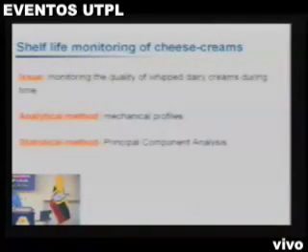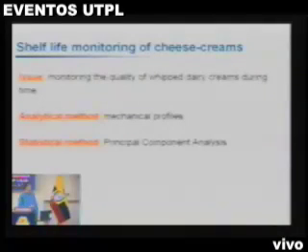Okay, second application is the shelf life monitoring of cheese creams. These cheese creams were mascarpone creams. I think you have mascarpone in Ecuador. We usually use it to make tiramisu. So the goal was to monitor the quality of these samples during time, how the properties of these samples change during time.